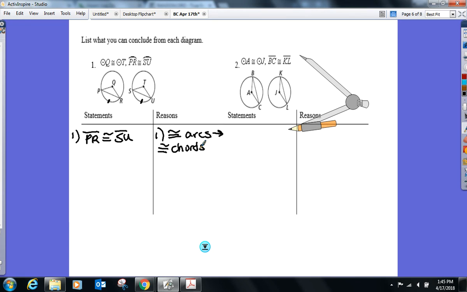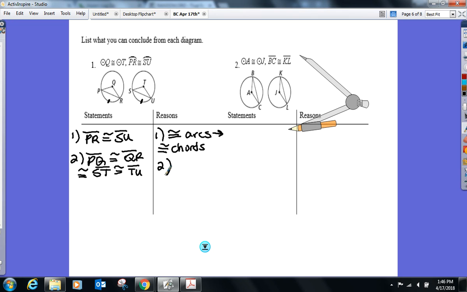Okay, I'm going to keep building because there's more to that. Not only are these 2 and these 2, but if the circles are congruent, anybody remember from day 1? When are 2 circles congruent? If their radii are congruent. So not just these pairs, all 4 of them are congruent to each other. PQ congruent to QR, congruent to ST, congruent to TU.